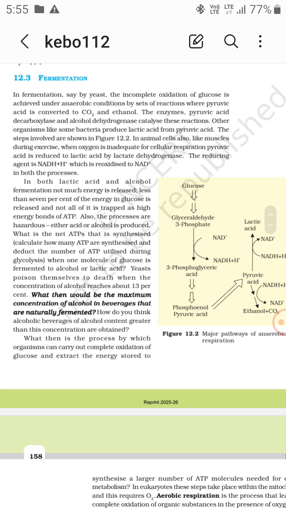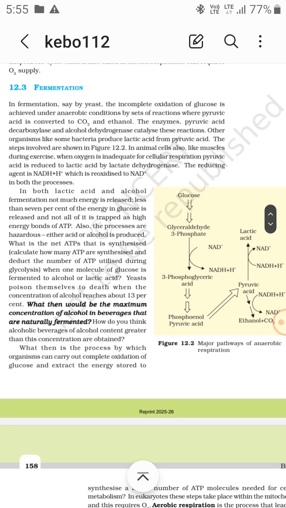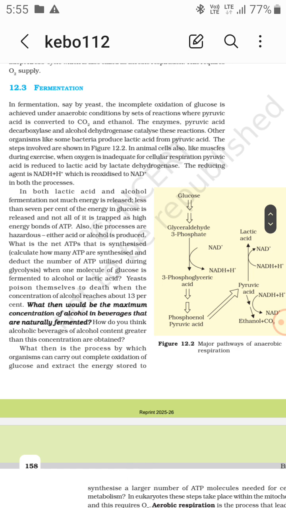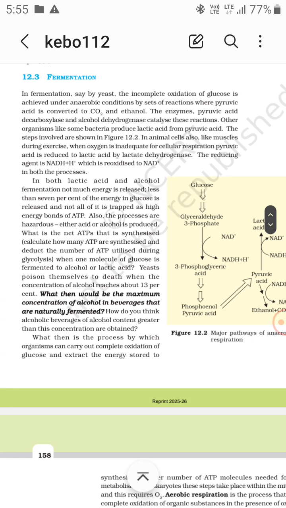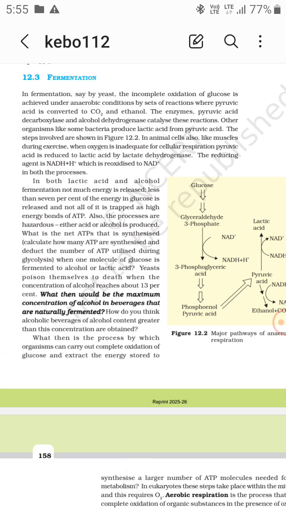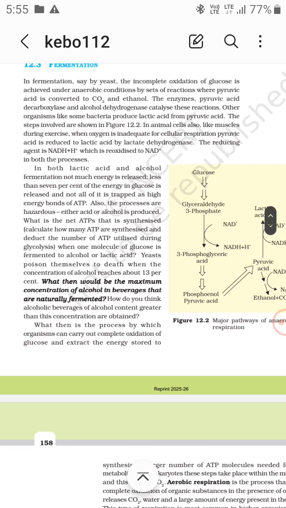Now the enzymes pyruvic acid decarboxylase and alcohol dehydrogenase catalyze this reaction. Which reaction? Formation of ethanol and CO2 from pyruvic acid. And for lactic acid, it is lactate dehydrogenase.